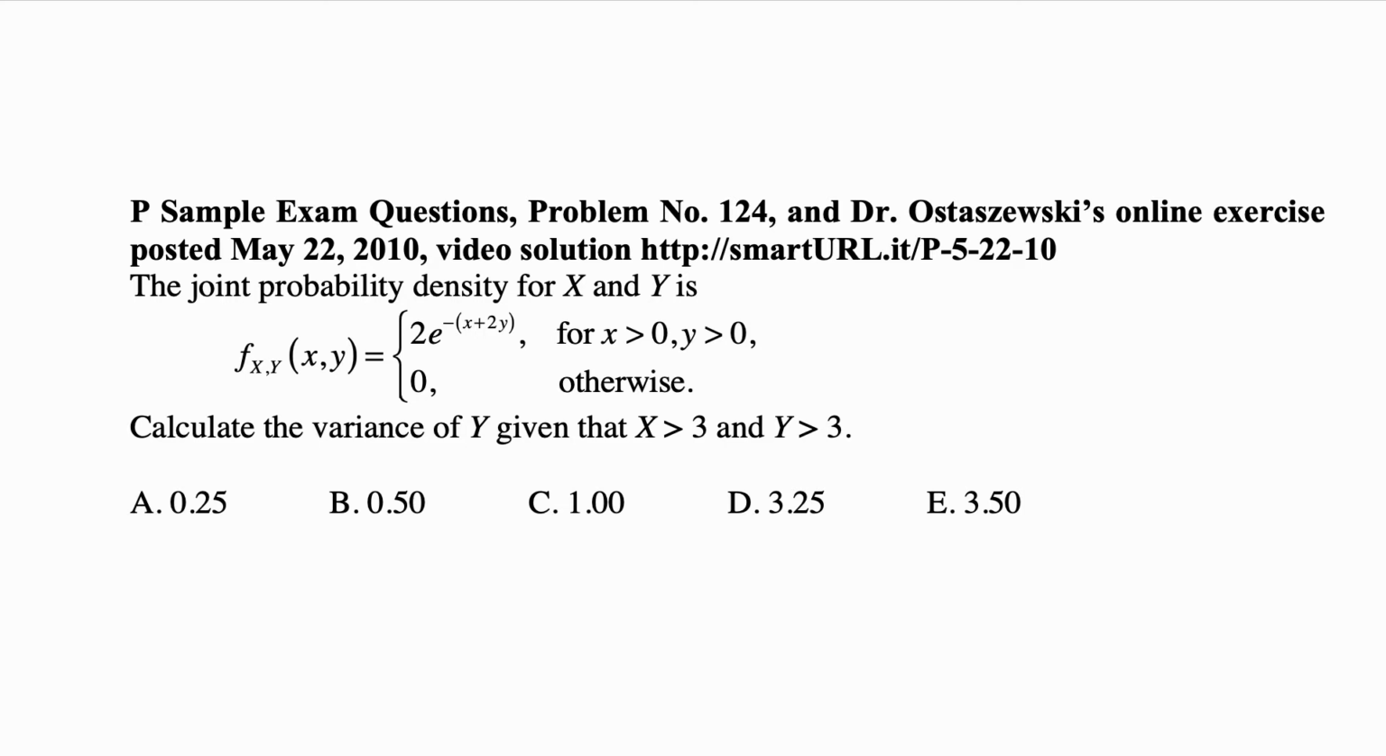Here's a problem for today for exam P on probability. The joint probability density for x and y is 2 times e to the minus (x plus 2y) for x positive and y positive, and 0 otherwise. Calculate the variance of y given that x is more than 3 and y is more than 3.